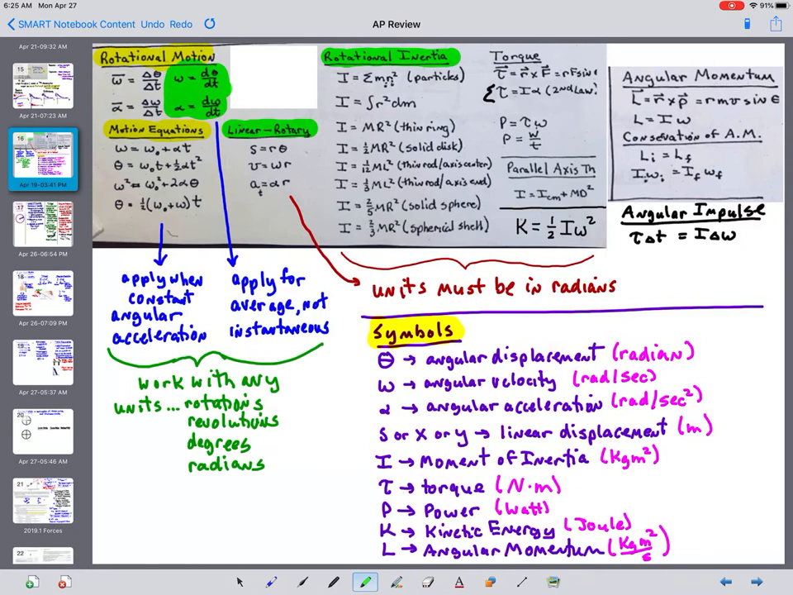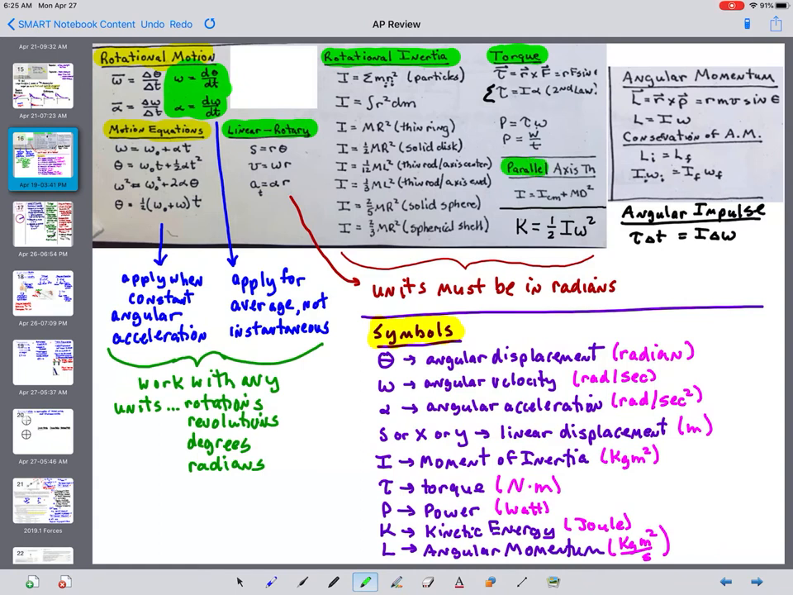Your torque, the thing that changes the rotational motion of an object. There's your base torque equation, r cross F, and then Newton's second law, net torque equals I alpha. And then power, parallel axis theorem.